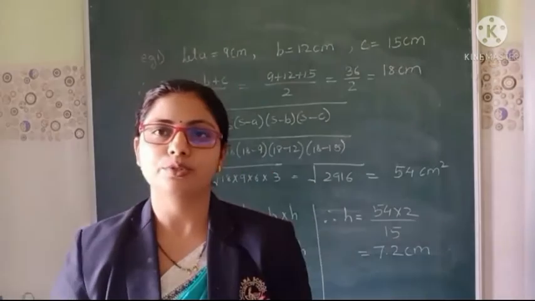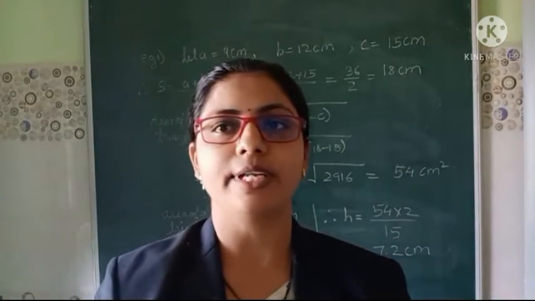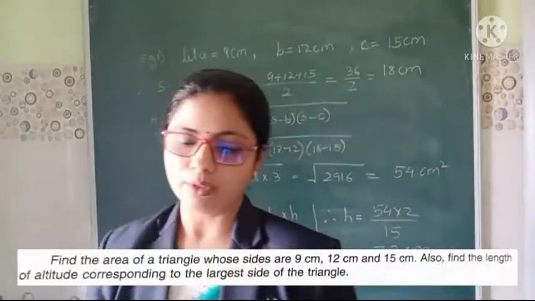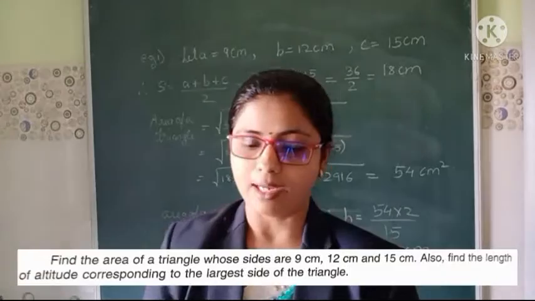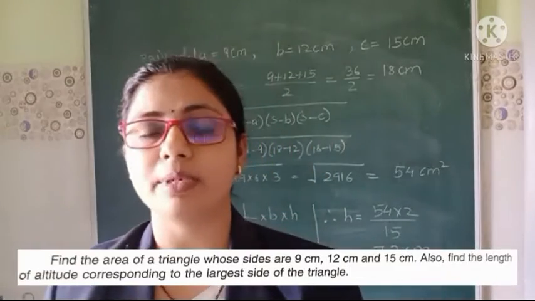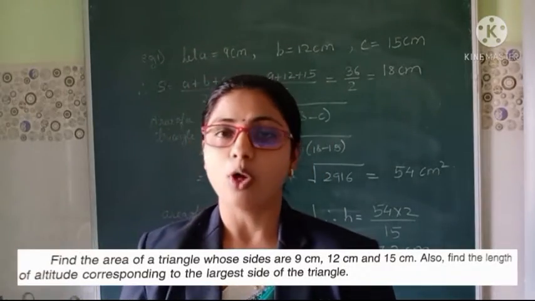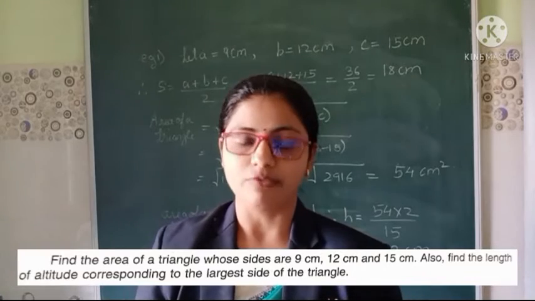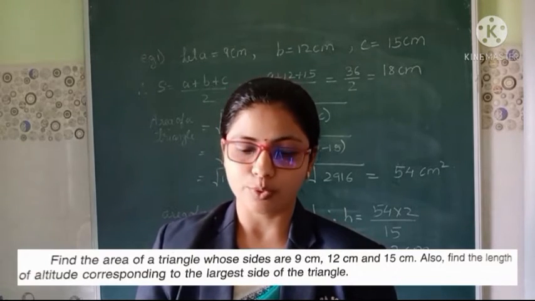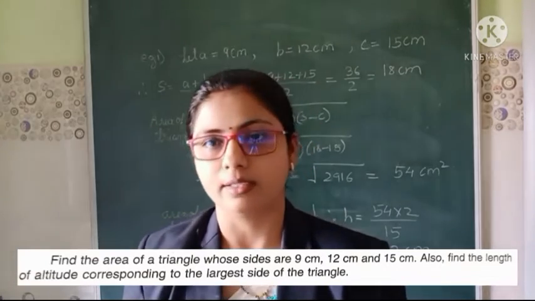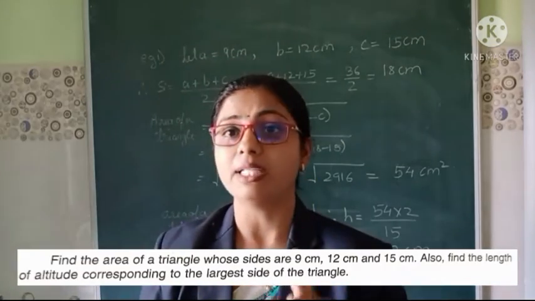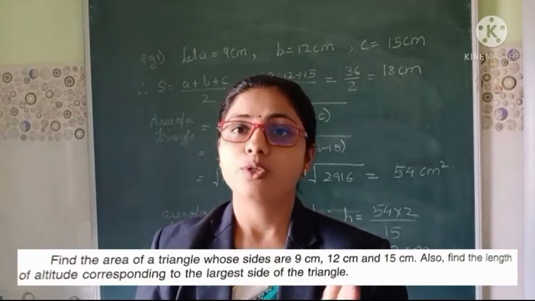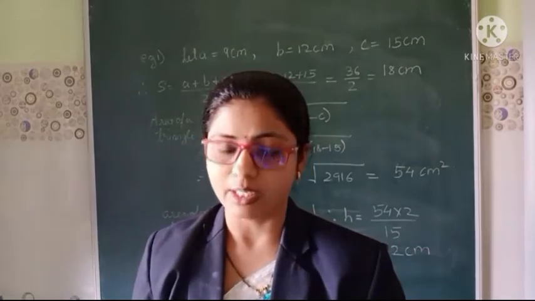Now let us have a look at the example which is given in your textbook. Find the area of a triangle whose sides are 9 cm, 12 cm and 15 cm. Also, find the length of the altitude corresponding to the largest side of the triangle. For the largest side of the triangle, we have to consider the altitude, that means height. So we just have to find the altitude here.